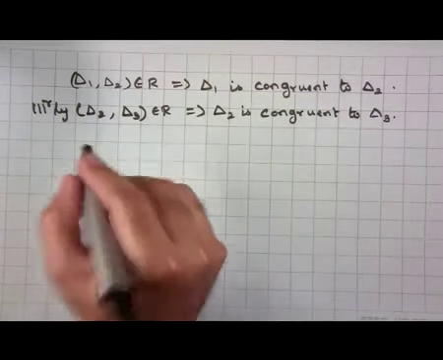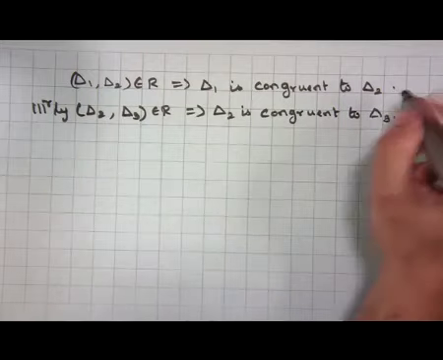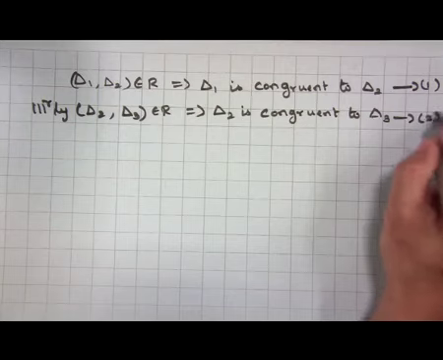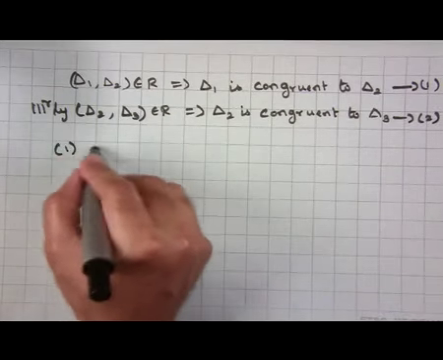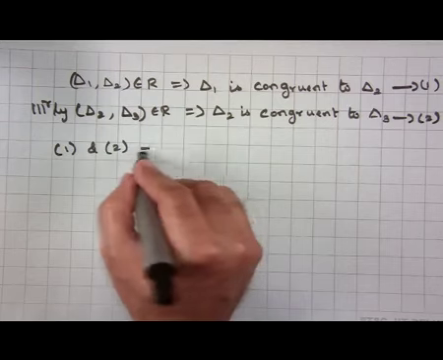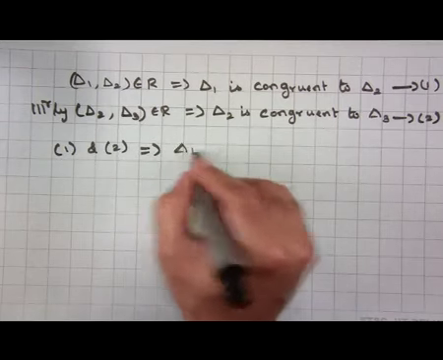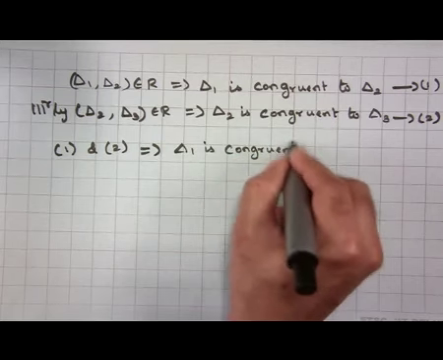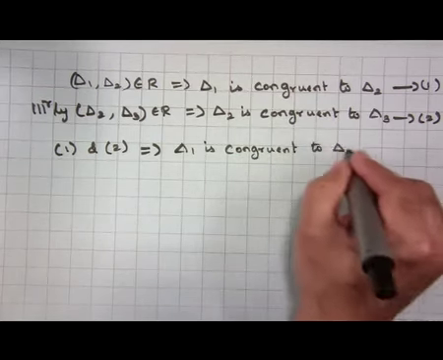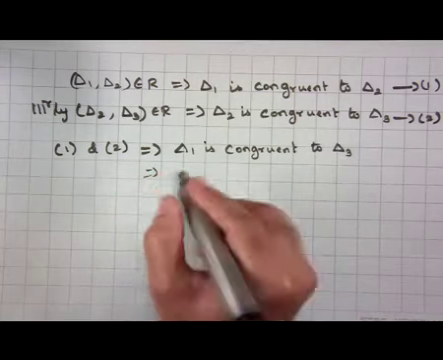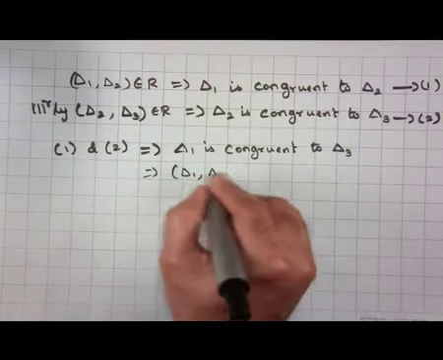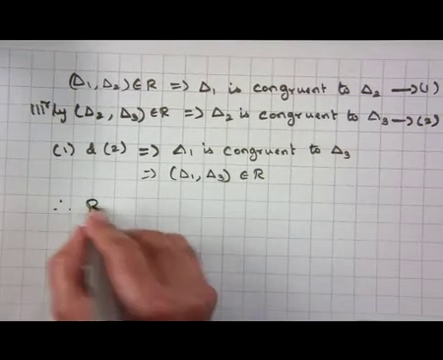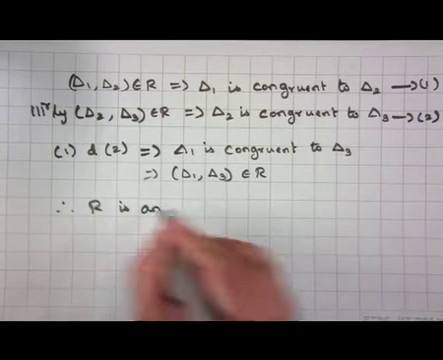So, now what does this say? Let me call the first one as 1 and the second one as 2, these two together, so 1 and 2 implies that delta 1 is congruent to delta 3. So, that implies that the pair delta 1 comma delta 3 belongs to R. Therefore, R is an equivalence relation.